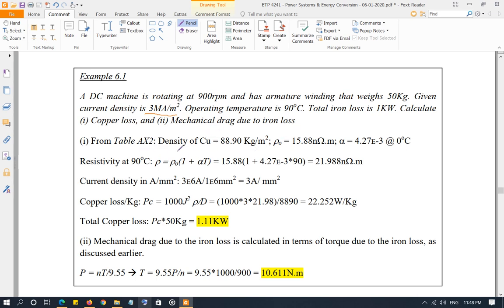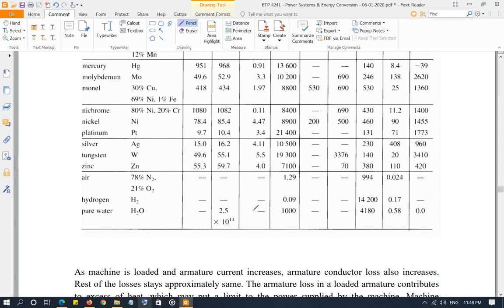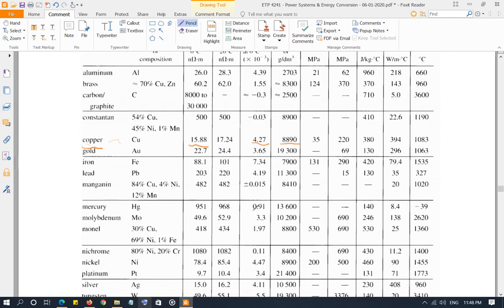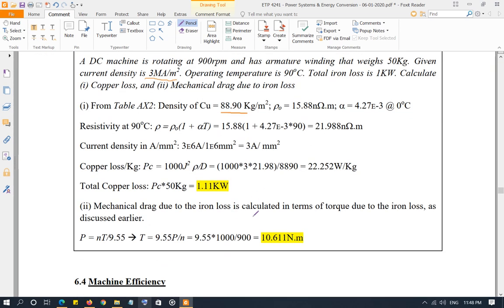So from the table, as I mentioned, we first observed the density, which is 88.90. Let me make sure. I thought it was 8890. It's 8890. It's not 88.90. So I'll fix it. I think I used the correct value over here, 8890, but by mistake I put a 90 over here. Anyways, make sure this is 8890 kilogram per meter cube, and rho naught again from the table, 15.88 nano ohm meter, and alpha, the temperature coefficient at 0 degrees Celsius, is 4.27 exponent negative 3. So from these values we calculated resistivity at 90 degrees Celsius, which is the operating temperature, and that came out to be 21.988 nano-ohm meter.